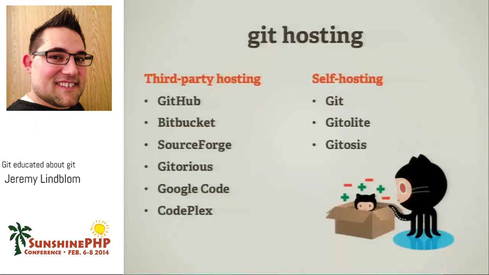So if you want to do Git hosting, there are a lot of third-party solutions. The most well-known, of course, is GitHub, but also there's Bitbucket. There's SourceForge, which has been around forever, but they now have Git support. Gitorious, Google Code, is that a thing anymore? I thought they were closing that or something. I don't know. Maybe that was Google Reader. CodePlex is the Microsoft version control stuff.